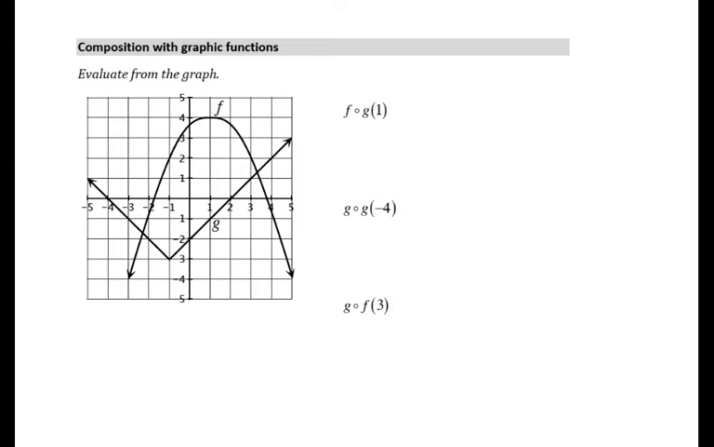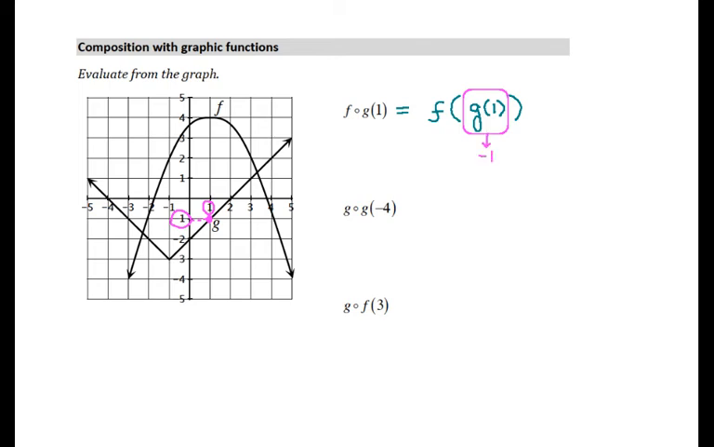Evaluating a composition of functions from a graph, we again start by just writing this according to the definition. f composed with g of 1 is the same thing as f of g of 1, and I again work my way from the inside out. So g of 1 I will look at first. If x is equal to 1 and I trace over to the graph of g, I see that I get negative 1.